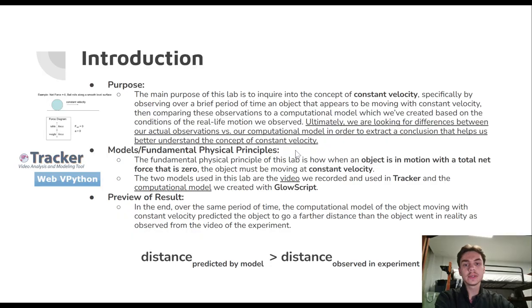The physical principle that we're looking at here is that when an object is in motion with a total net force of 0, it must be moving at constant velocity. The two models we are using for this lab are the video, which we recorded and uploaded to Tracker, and the computational model, which we created with GlowScript. In the end, we see that the distance the object, the expo marker, travels as predicted by the computational model will be greater than the distance it travels in real life.